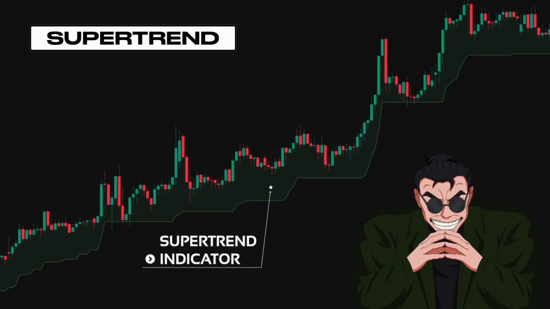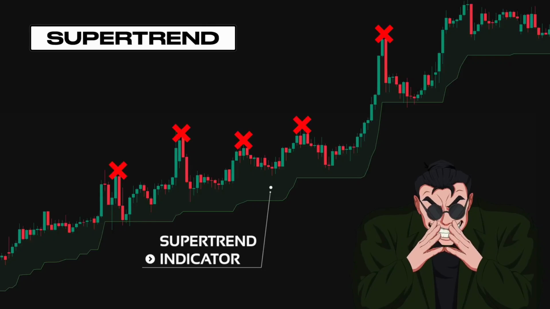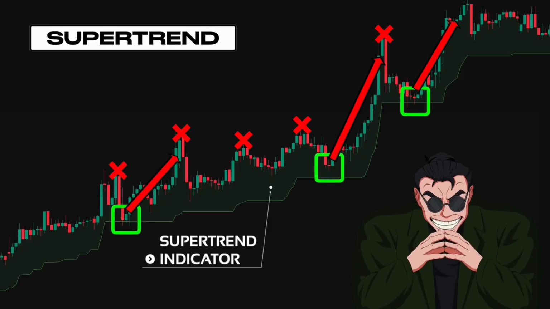Indicator, but you'd be surprised that most traders actually use it incorrectly. We're going to show you how to use it like a pro.